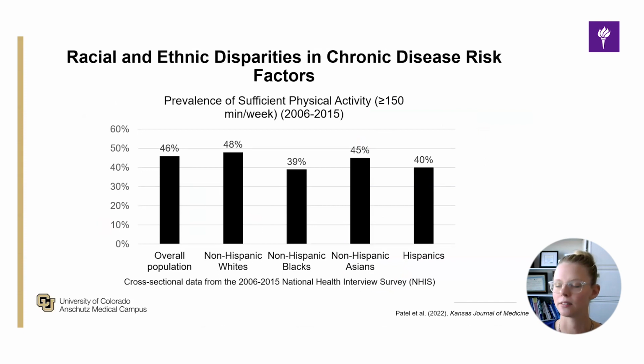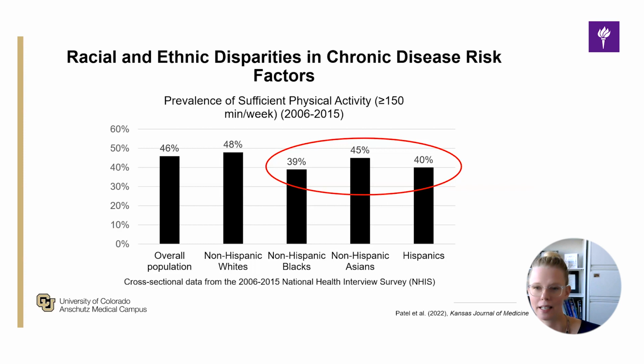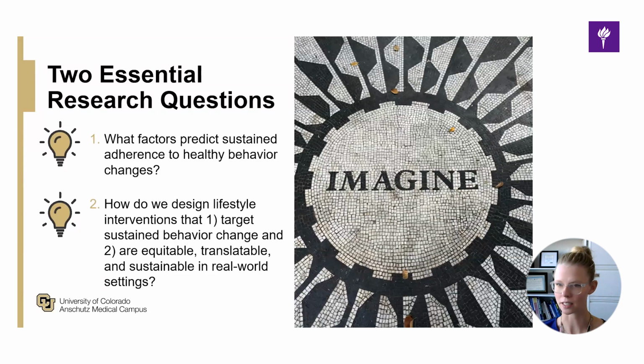And then we also have significant racial and ethnic disparities in risk factors for chronic diseases. For example, compared to non-Hispanic whites, prevalence of being sufficiently active is much lower in non-Hispanic Blacks, non-Hispanic Asians, and Hispanics. And so this leads me to address 2 essential research questions in my work. The first is, what factors predict sustained adherence to healthy behavior changes? And the second is, how do we design interventions in a way that first targets sustained behavior change, and second, are equitable, translatable, and sustainable in real-world settings?